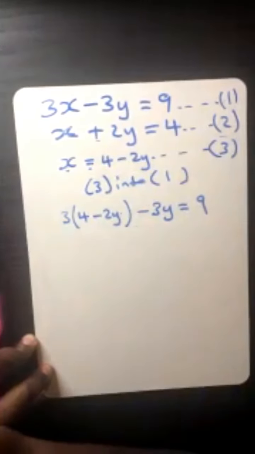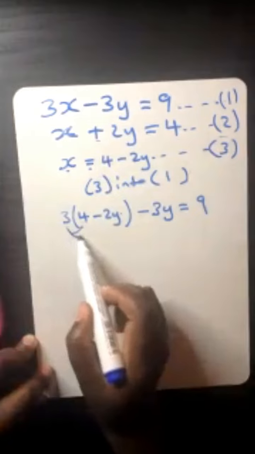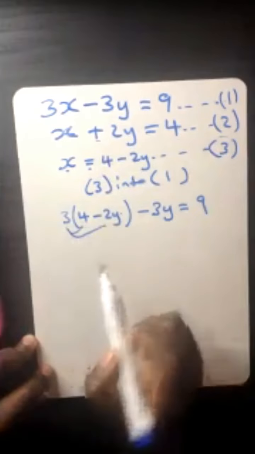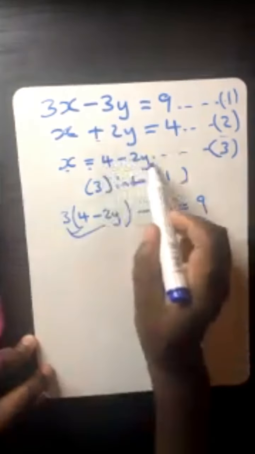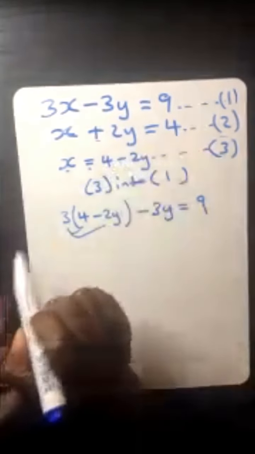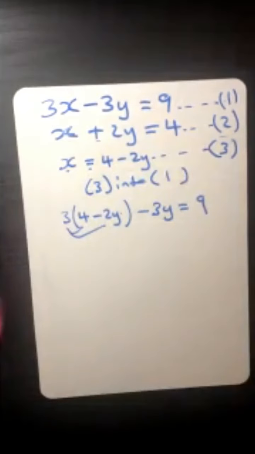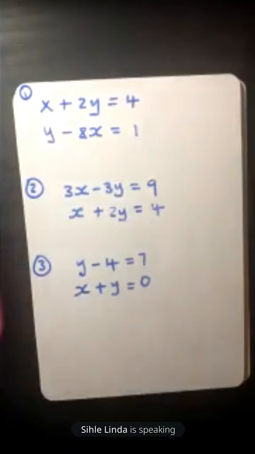Therefore, you now solve for x and y. This is where you work out the like terms, then you solve for y and use the y value to substitute into equation number 3 and solve for the value of x. Guys, did you understand all of that? Yes, sir. No question. No, sir.